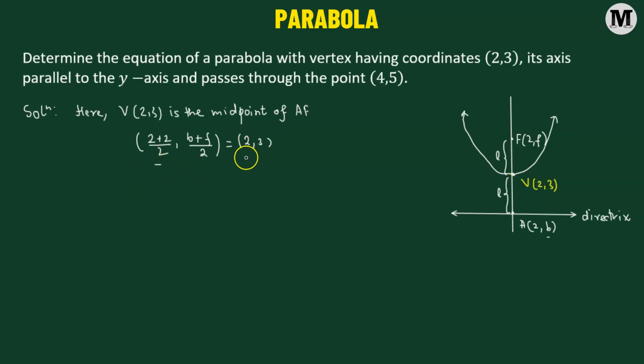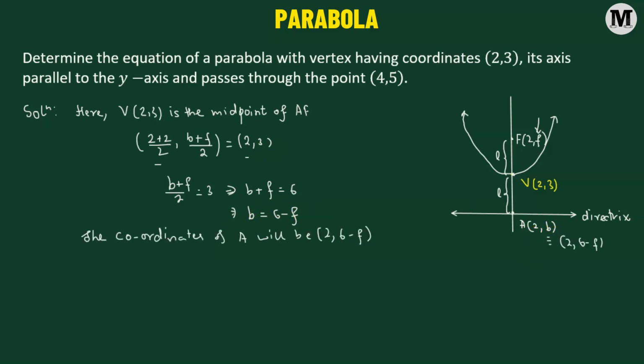Now we can equate it. Here the x coordinate is going to stay fixed as 2. All we have to do is equate (b + f)/2 = 3, which implies b + f will be equal to 6. Now we want to express b in terms of the y coordinate of the focus. So b can be expressed as 6 − f. That means the coordinates of point A will be (2, 6 − f).